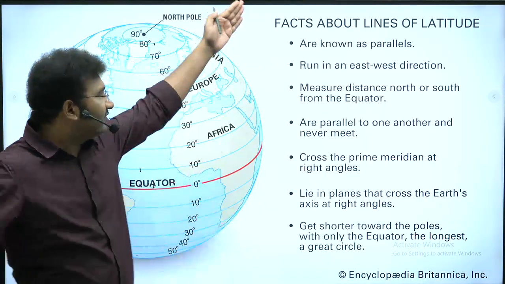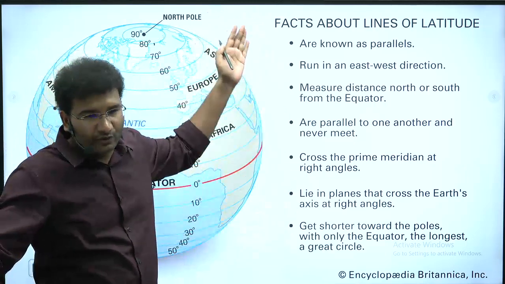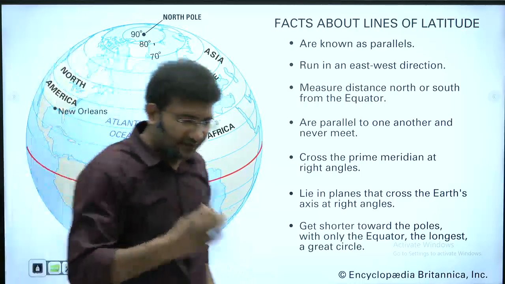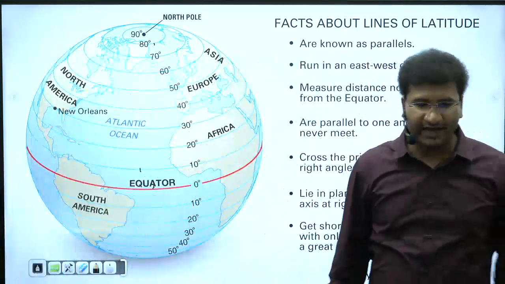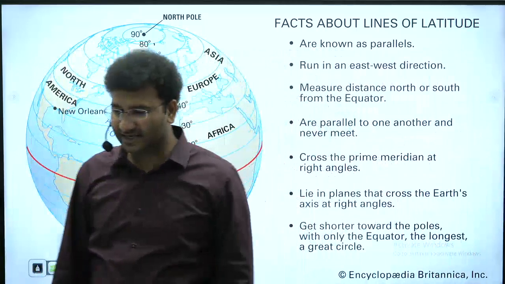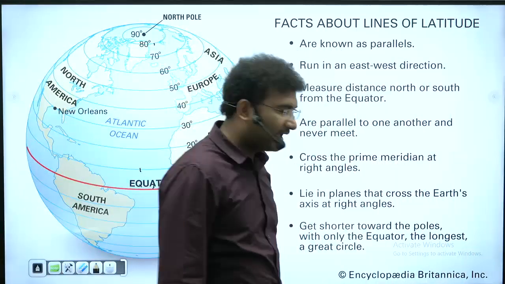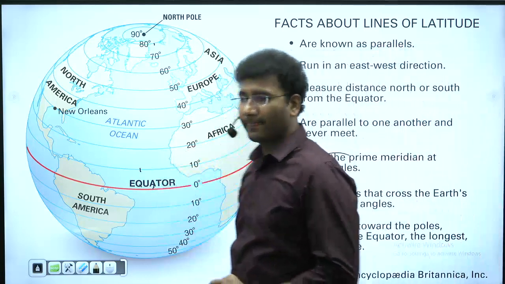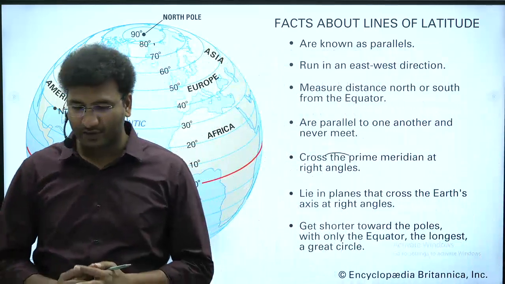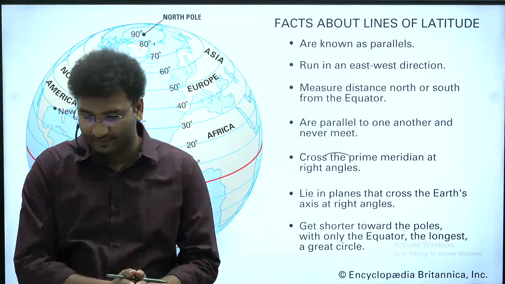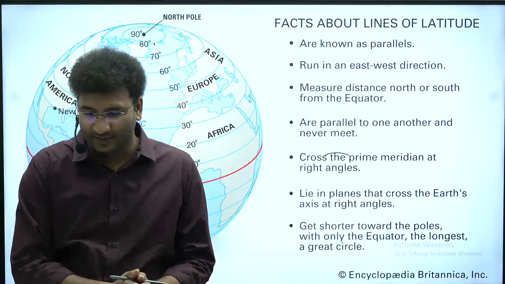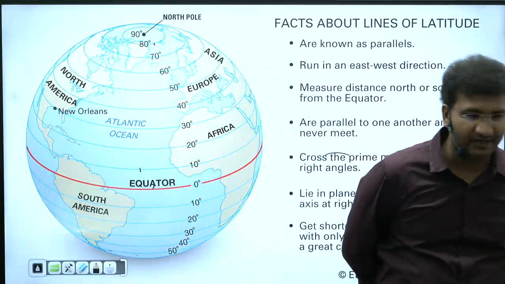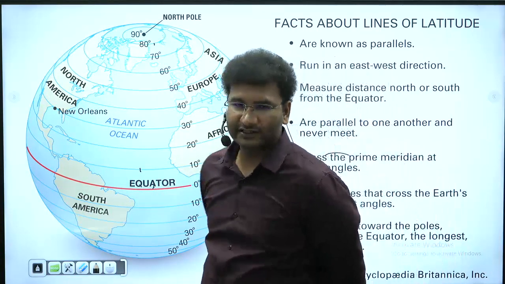So these are the few facts that you need to know. Now I'll give you a few minutes, quickly write down the definition of axis. Write down axis. Axis is an imaginary straight line joining two poles on which the earth rotates.